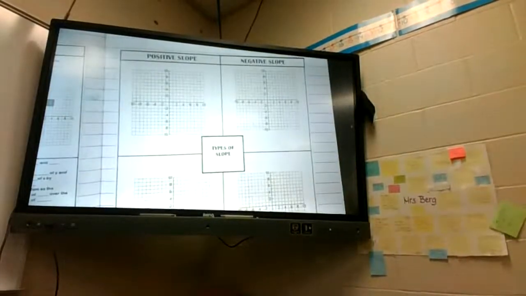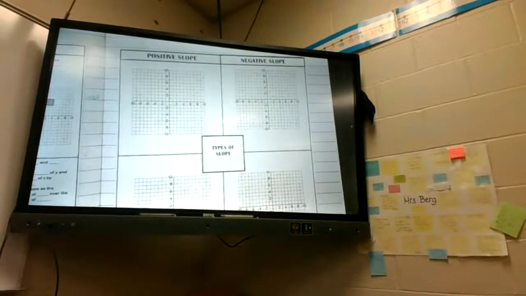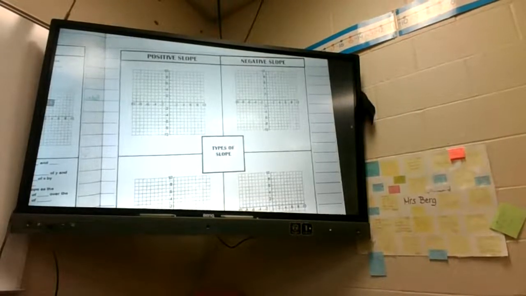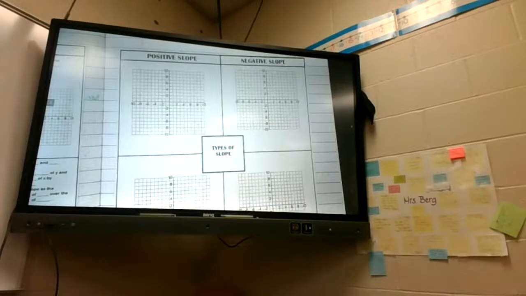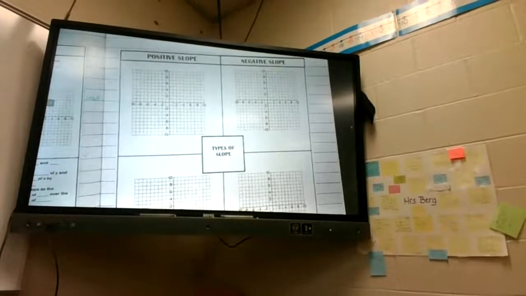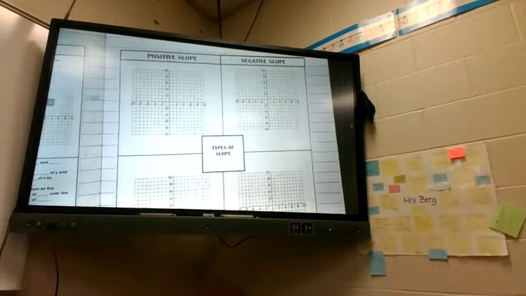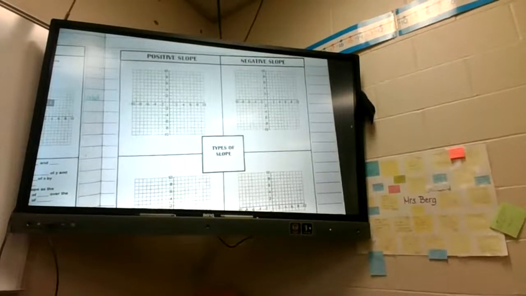Okay, so today, all I want you to do by the time you walk out of here is understand that there's 4 types of slope: 0, positive, negative, and undefined. And I want you to be able to look at a graph and tell me which kind of slope it is. Does that make sense? Baby steps into slope today. What is it? What does it look like? Sound good? All right.